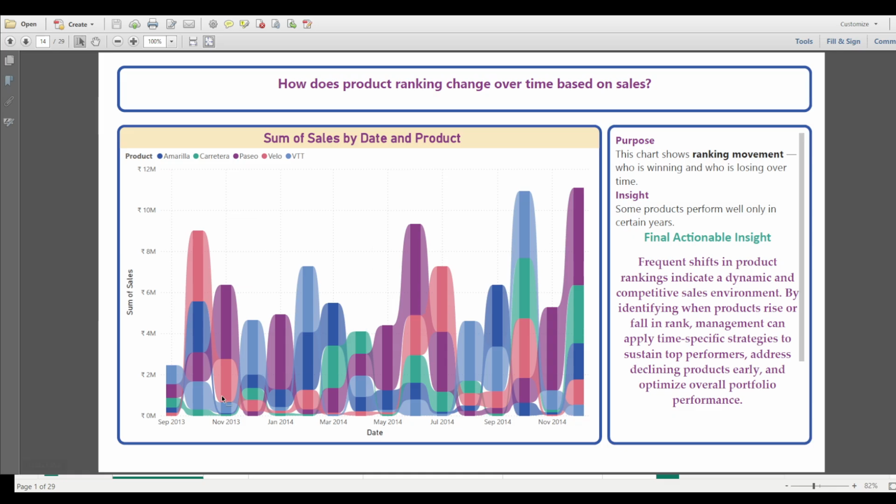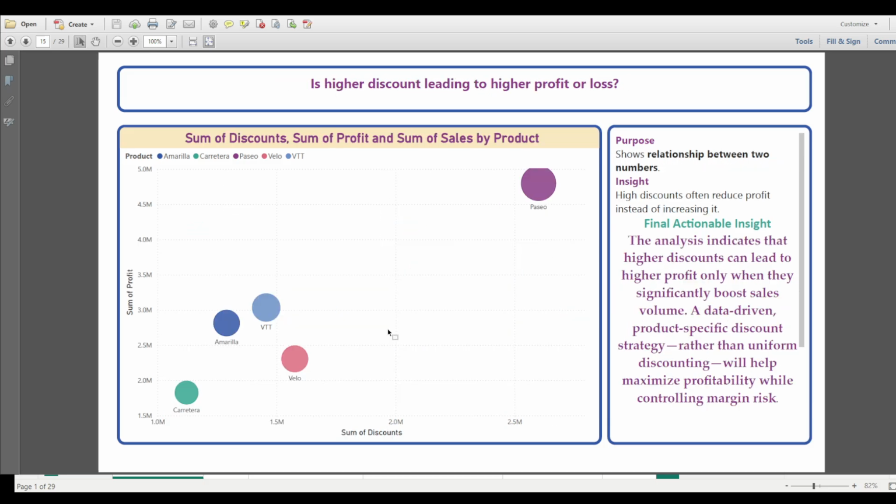This is a ribbon chart wherein it is showing the rank. What is the query? How does product ranking change over time? Whenever you have to show how the product ranking is changing along the time, you should use a ribbon chart.